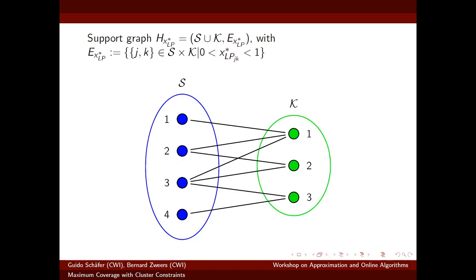To do that, there is a crucial concept, and that's the support graph of a fractional solution. And that's given here. It's a bipartite graph. On the left-hand side, you see all the sets. On the right-hand side, you see all the knapsacks. There's only an edge between a set and a knapsack if the corresponding variable is truly fractional, so if it's strictly between 0 and 1.